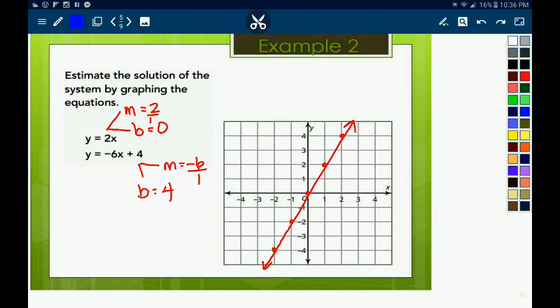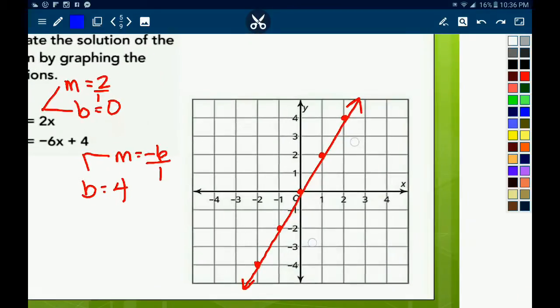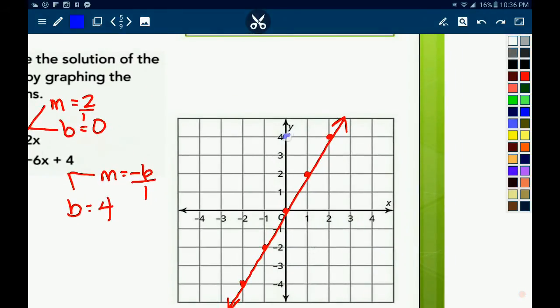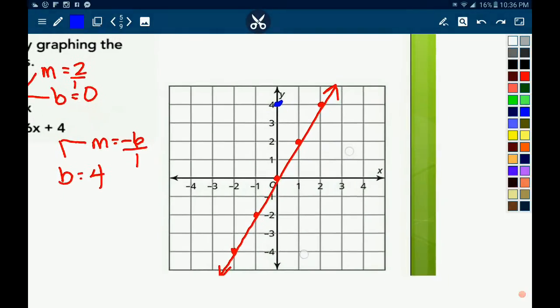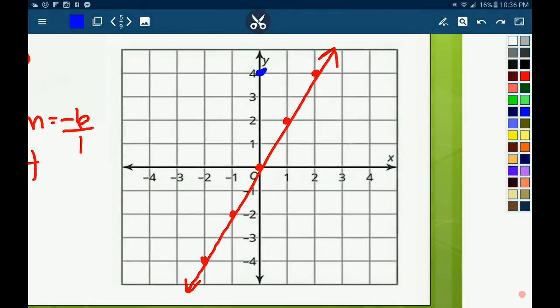So now let's graph the other line. My y-intercept is 4, so I'm going to graph 4. And then I need to fall 6 and run 1. So let's see, 1, 2, 3, 4, 5, 6, run 1. There's my next point. Connect your dots.